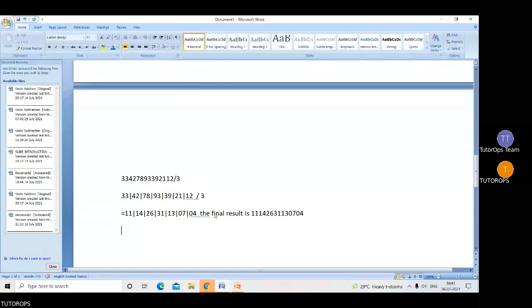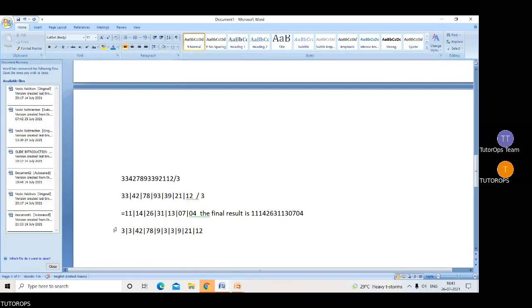Now we can do the same problem by another method also, or by another splitting basically. So how can we split in another way? We can split 33 as 3 slash 3. Then I am taking the part as 42. Then I am taking the part as 78. Then I am splitting 93 as 9 and 3. Then 39 as 3, 9. Then 21 will be the part, and 12. So I am basically taking the multiples of 3 as other parts also.